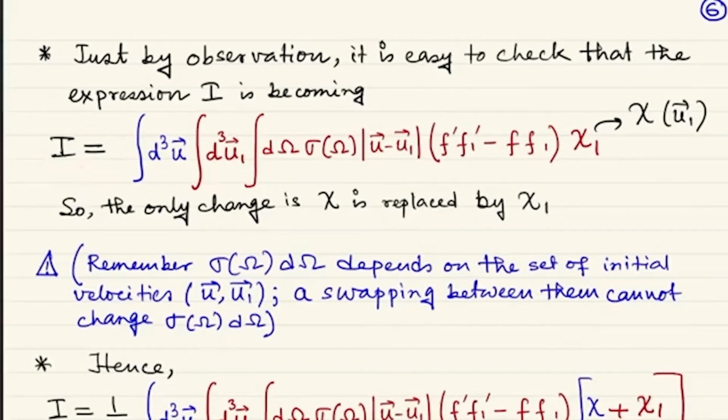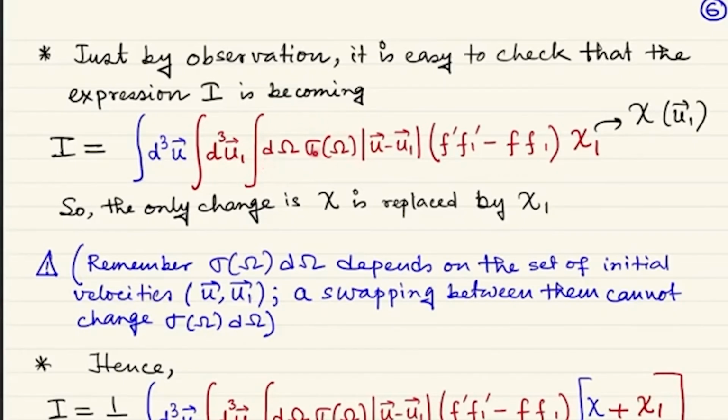Now I can easily say that my u1 will be u and u will be u1. Then the one thing I have to check is what will be the change in this. So d cube u1 and d cube u, if they are changing, no problem, because the integrations are on both the space.